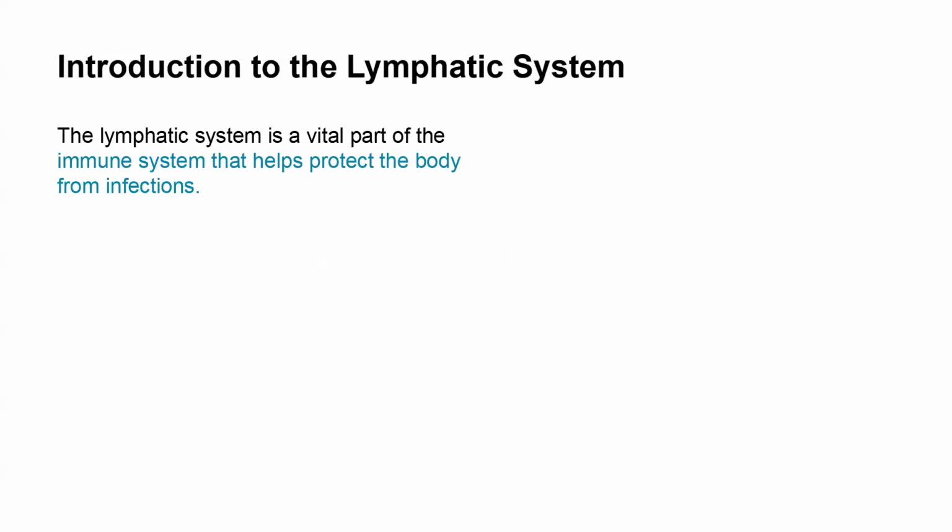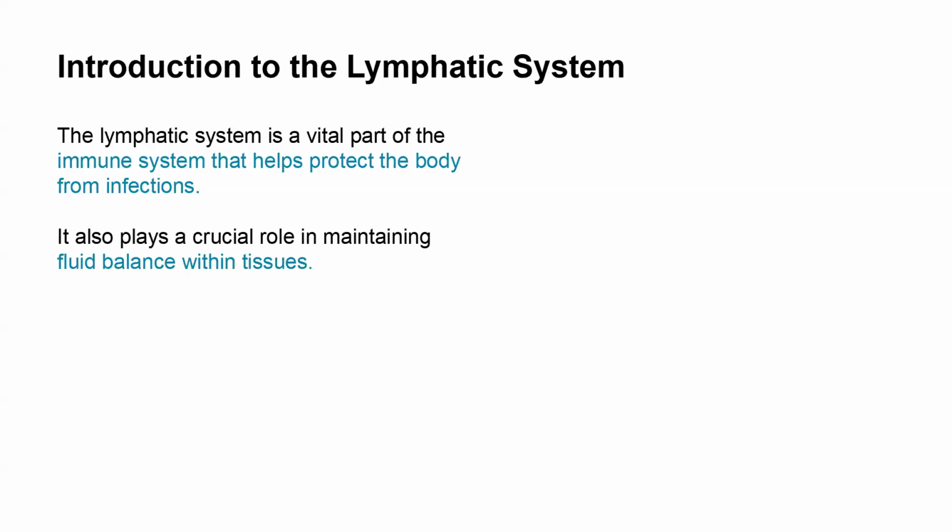Okay, lymphatic system. What is the lymphatic system? The lymphatic system is a vital part of the immune system that helps to protect the body from infections. So when we say the lymphatic system is one of the very important systems in our body, it is considered as one of the components of the immune system that helps protect our body from any organisms that can cause disease. Briefly, it is a system that is part of the immune system that protects our body from infections, and it also plays a crucial role in maintaining fluid balance within tissues.